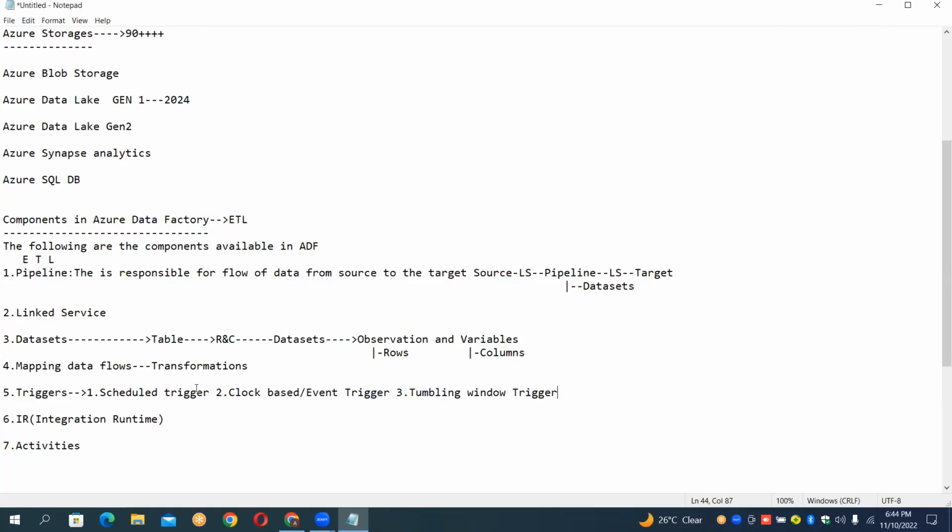The first one is the scheduled trigger, the second one is the clock-based trigger, which we also call an event-based trigger, and the third is the tumbling window trigger. Scheduled trigger means what, guys? It is scheduled to run at 5 a.m. tomorrow morning. So it is called a scheduled trigger. Am I right?